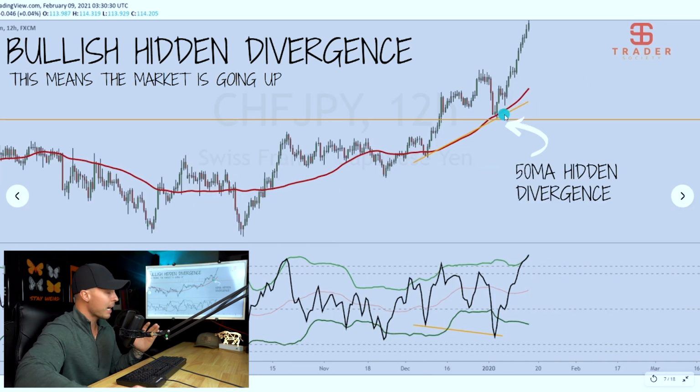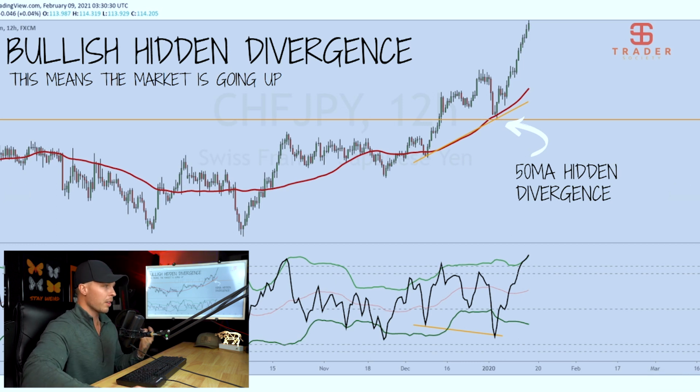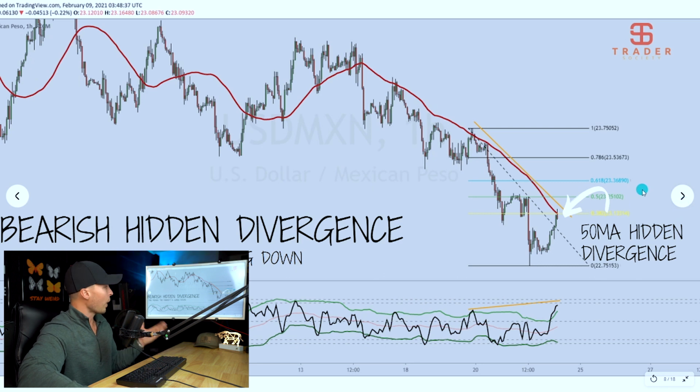So as you can see, price rejected right off of that resistance, now turned support. We have our hidden divergence right off the 50 moving average. I'm sure there was a Fibonacci retracement and everything lined up, but I'm just showing you examples of hidden divergence. We'll go over all that other stuff later on in this video. So right now we have a bearish hidden divergence.